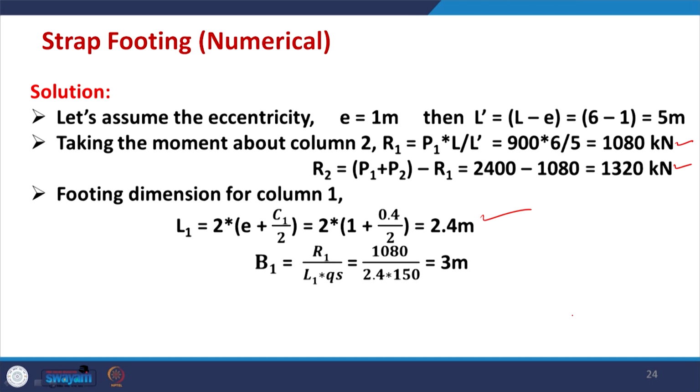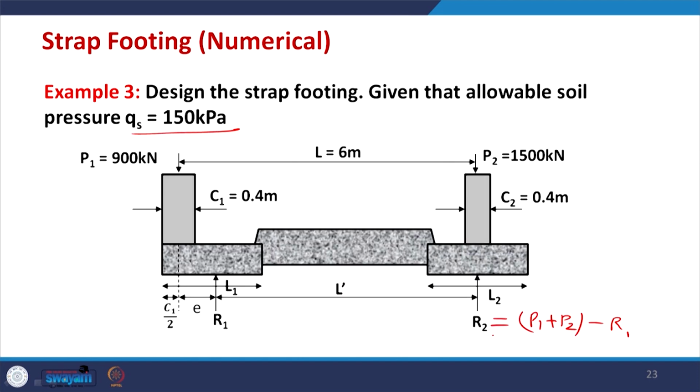Once the length is known and the total reaction R1 is known, R1 divided by Qs, where s is a subscript, and then divided by L1, will give the value of B1. So, B1 is 3 meter, the width of the footing, and the length is 2.4 meter. Though it looks like the width is more than the length, it is whatever design you are getting. So, for the first footing you have completed both length as well as width.